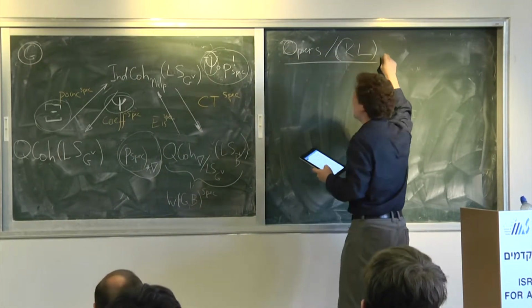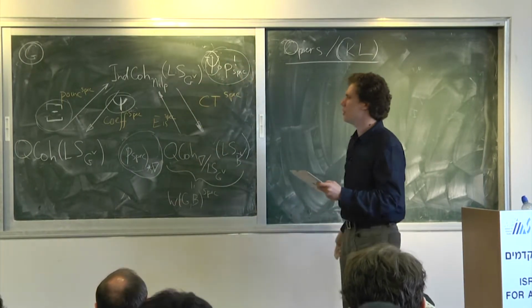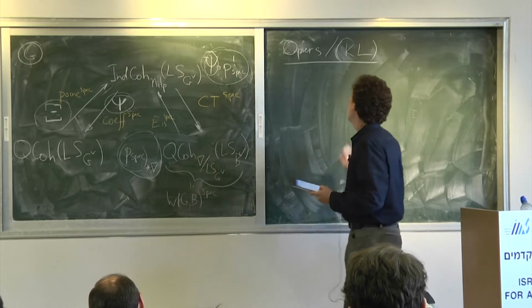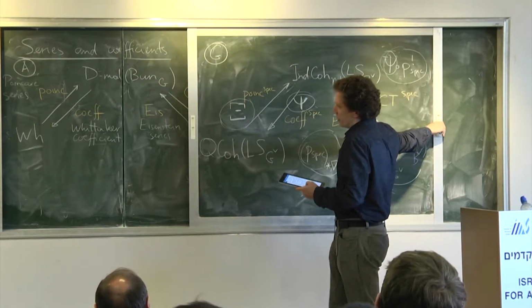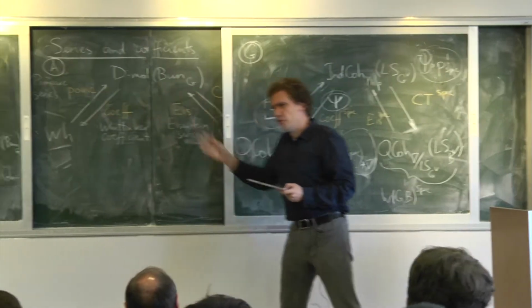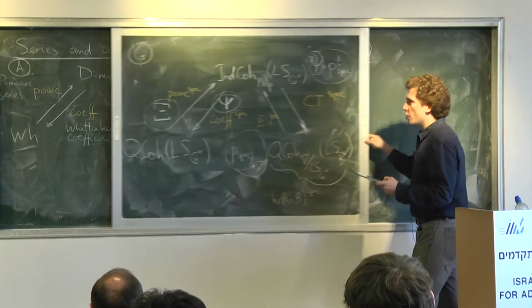So on the Galois side it's more natural to think of them as opers. On the automorphic side you can think of them as localization of this Kazhdan-Lusztig category.